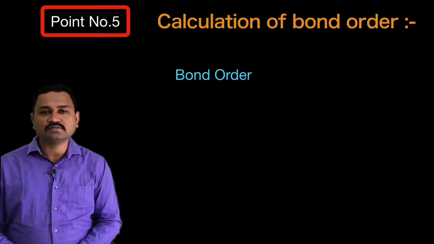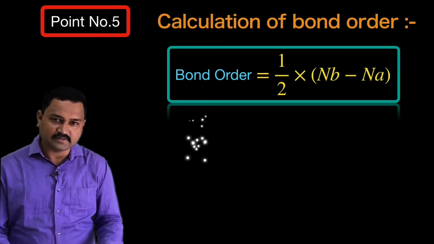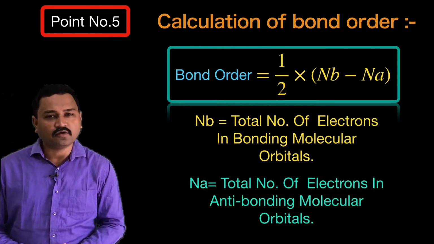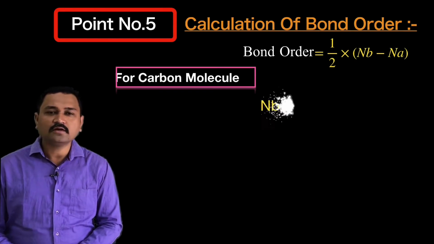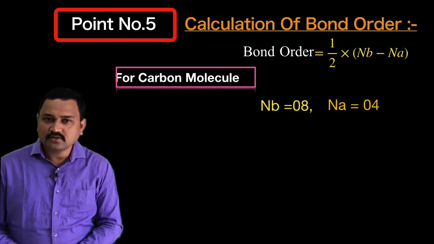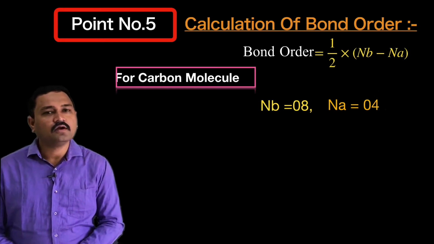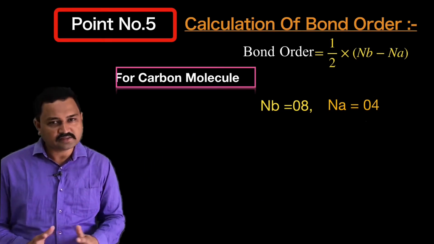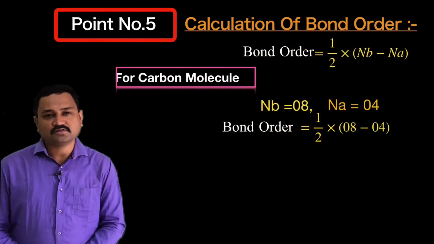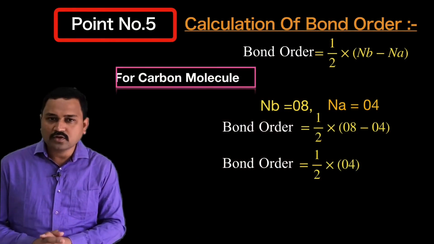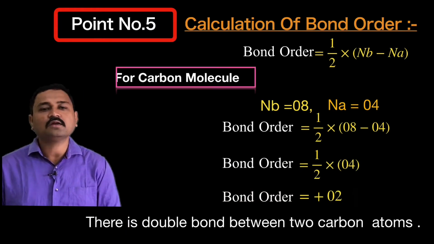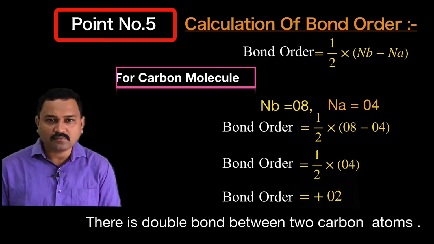Now the next point that we considered is the bond order. The bond order can be calculated by using the formula 1/2 into Nb minus Na, where Nb is the total number of bonding electrons and Na is the total number of anti-bonding electrons. So for carbon molecule, Nb has the value 8 while Na has the value 4. Therefore, bond order equals 1/2 into 8 minus 4, that is 1/2 into 4, and finally the bond order will be equal to +2. So here the two carbon atoms will link with each other by a double bond.